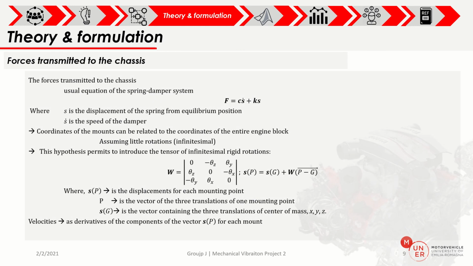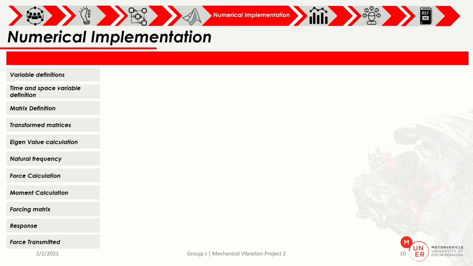As we simplify each mounting point as a spring damper system, the forces transmitted to the chassis from each mounting can be found using that equation. The displacement for each mounting is calculated as the summation of the components because of the translation and the rotation. To calculate this, we have introduced this tensor W with the assumption of little rotation. From this, it's possible to calculate the resultant displacement and the velocities as the derivative of the displacement. In the following slides, the part of the code referred to this section will be analyzed.